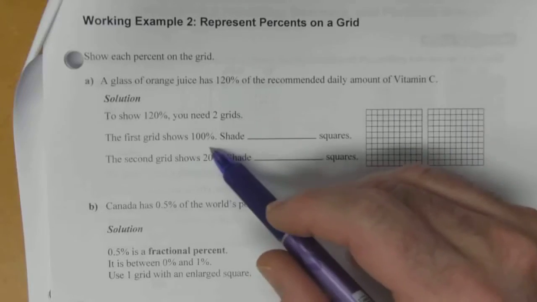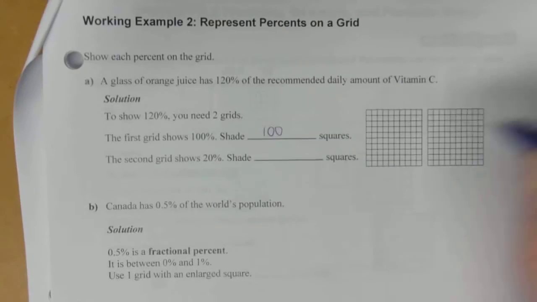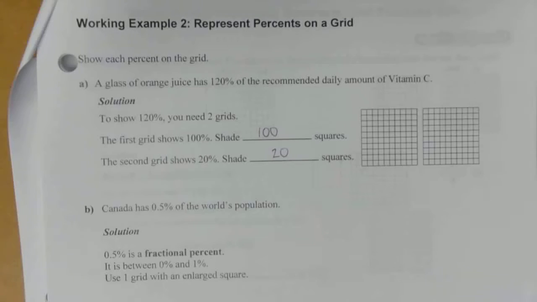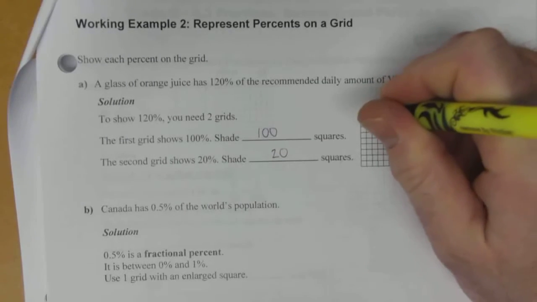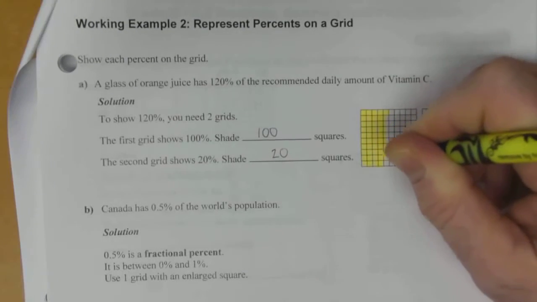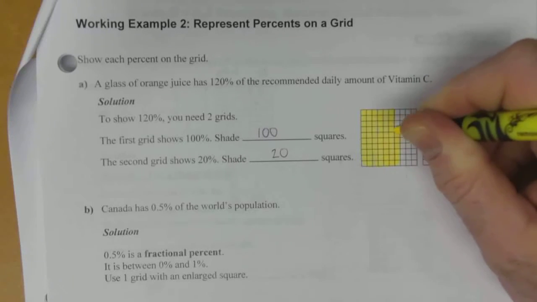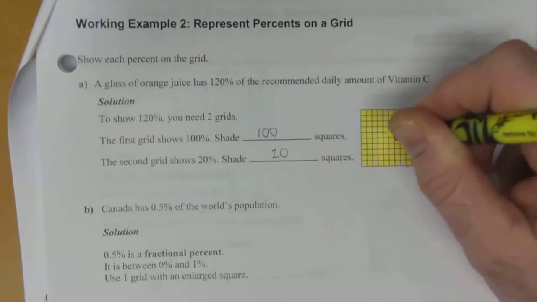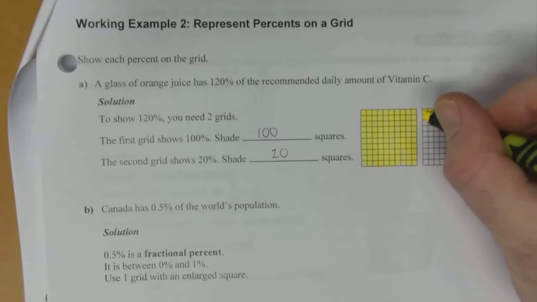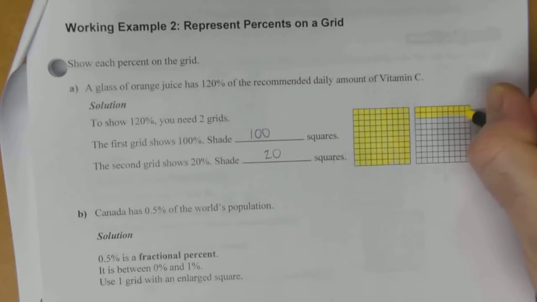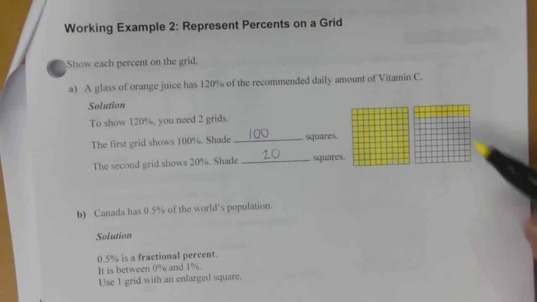So in the first grid that shows 100%, we're going to shade 100 squares. And in the second grid that shows the additional 20% needed, we will shade 20 squares. So to do that, I'm going to use my highlighter. And then I need to do 2 rows on the second one. So there we go. We've got 120 squares shaded, so that is what we need to do.